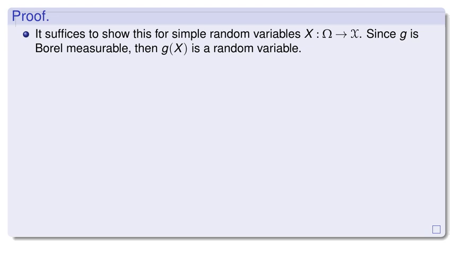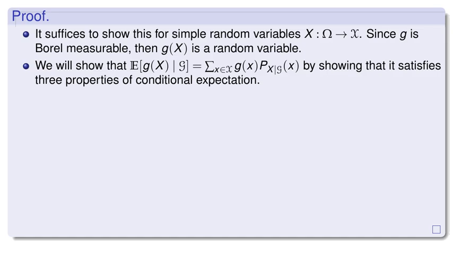Let's sketch the proof for the case where X is a simple random variable mapping omega to script X. Since g is Borel measurable, g of X is also a random variable. We will show that the expectation of g of X given script G equals the sum over x in script X of g of x times the conditional probability P sub X given script G of x by verifying the three defining properties of conditional expectation.